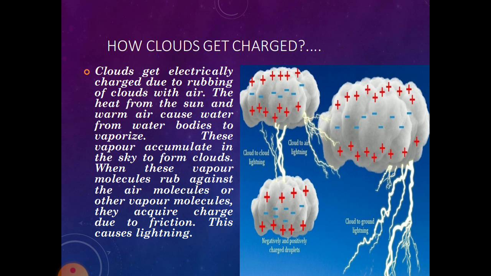How do clouds get charged? Clouds get electrically charged due to rubbing of clouds with air. The heat from the sun and warm air cause water from water bodies to vaporize. These vapors accumulate in the sky to form clouds. When these vapor molecules rub against the air molecules or other vapor molecules, they acquire charge due to friction. This causes lightning.